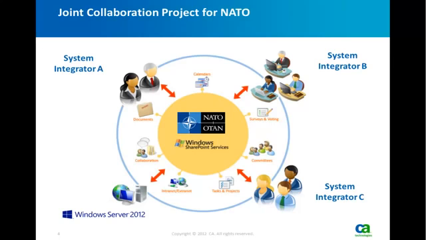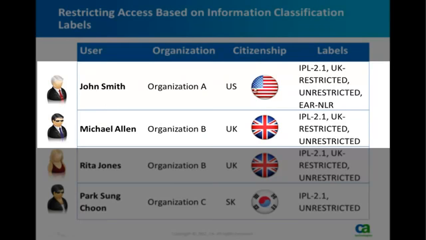Now, in the demo we're about to see, the primary users are going to be John Smith and Michael Allen. As you can see, John Smith is a U.S. citizen and has access to most all of the labels that are available and will be used in the demo. Michael Allen is a member of Organization B and a UK citizen, and he has access to almost all of the content except for the documents that will be labeled EAR NLR for National U.S. Export Control.